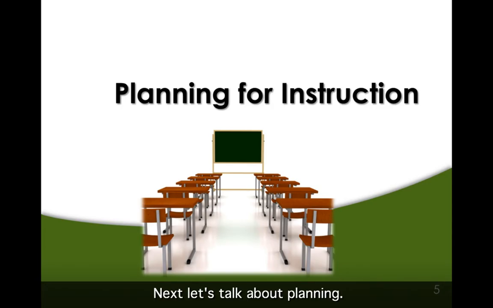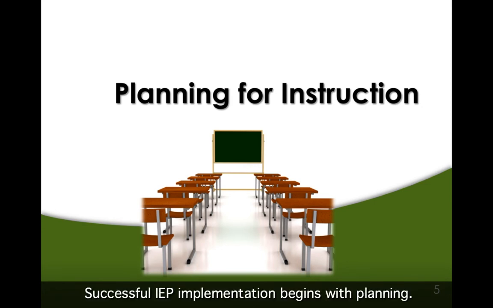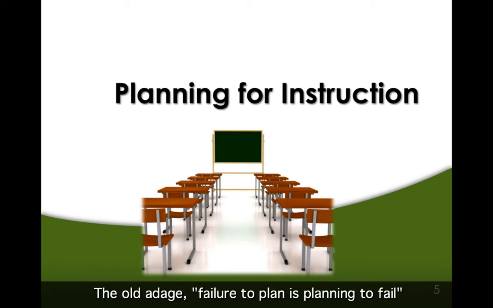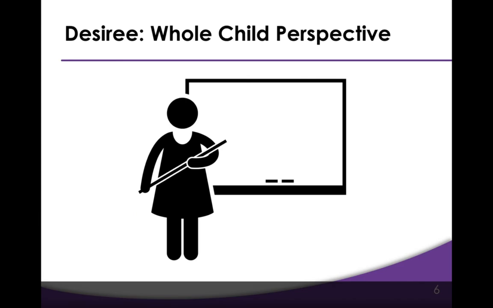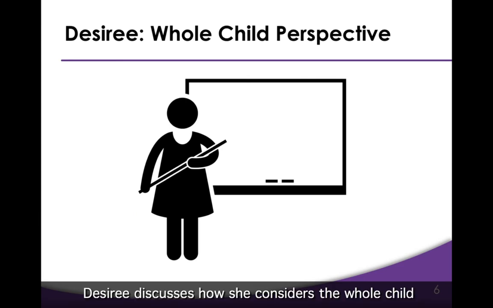Next, let's talk about planning. Successful IEP implementation begins with planning. The old adage, failure to plan is planning to fail, applies here. Our students deserve our very best efforts, but where do we begin? Desiree discusses how she considers the whole child in her planning for instruction. She discusses student strengths and weaknesses, motivators, grade level standards, and goals.